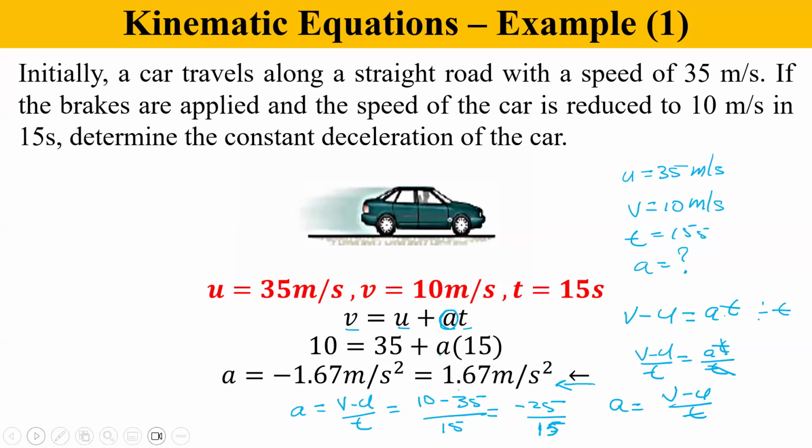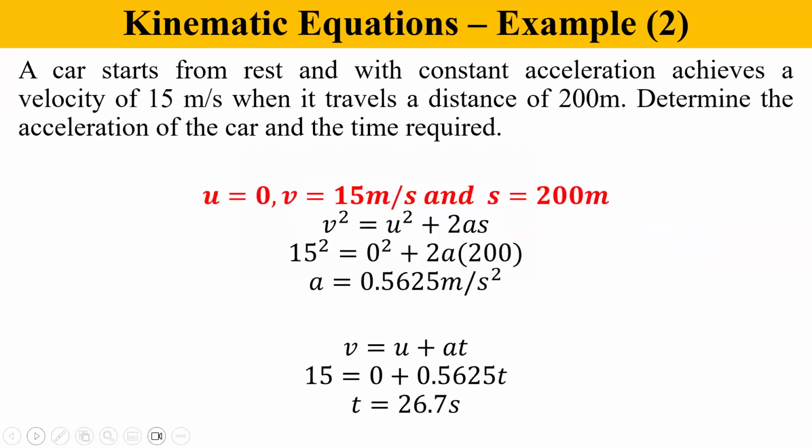So another example, let's look at another one. A car starts from rest, and with constant acceleration achieves a velocity. So it starts from rest, some initial point, then it achieves a final velocity of 15 meters per second when it has traveled a distance of 200 meters. So its displacement is 200 meters. That is a specific direction. You see the word distance there, its displacement is 200 meters.